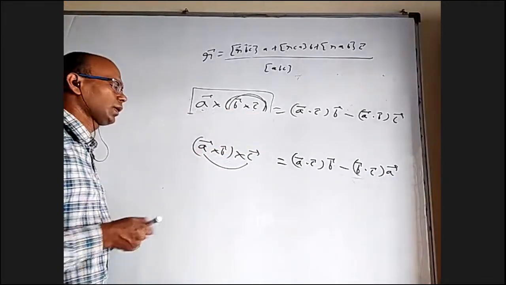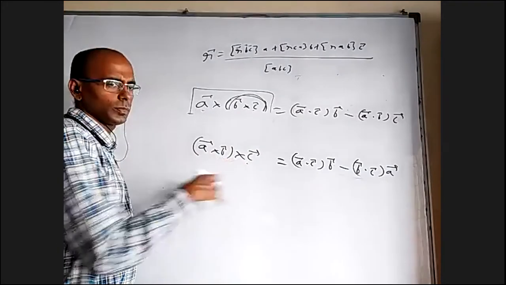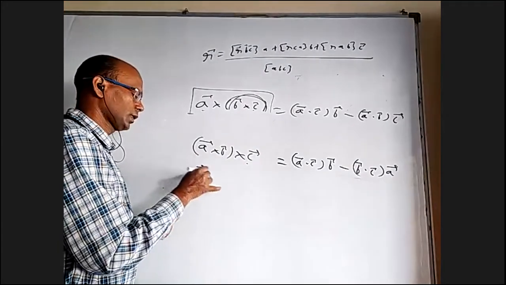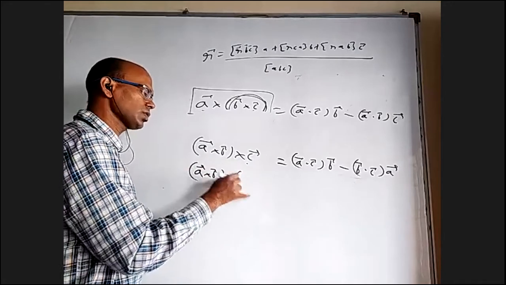Now, what if I have 4 vectors? A bar cross B bar cross C cross D.